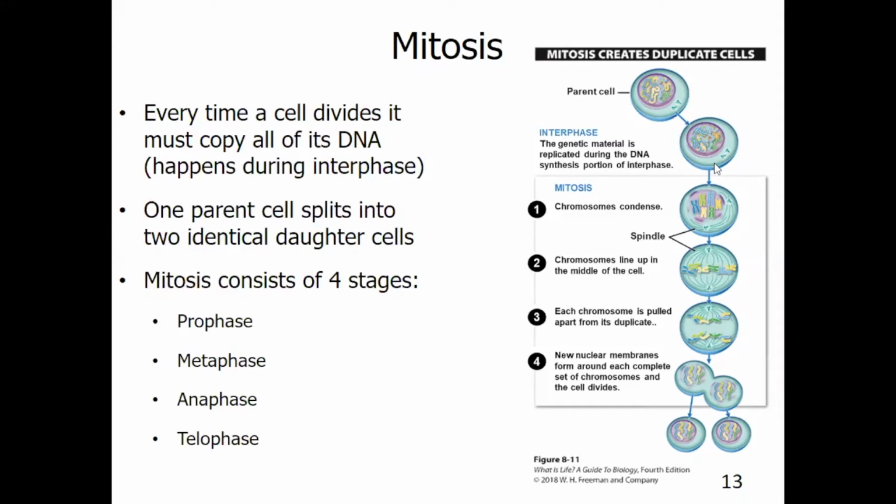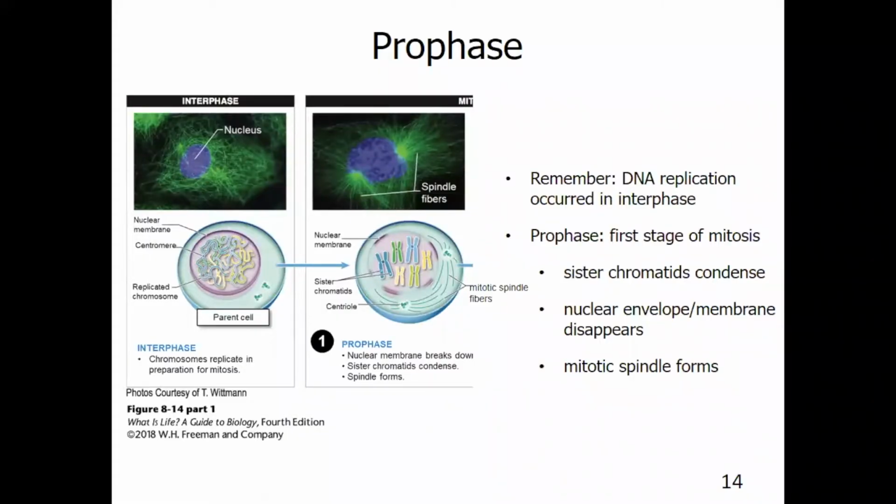Once the cell enters mitosis, it will proceed through 4 stages called prophase, metaphase, anaphase, and telophase. The end result is the formation of 2 identical daughter cells. These daughter cells are identical to each other, and they are identical to the parent cell that we started with. Prophase is the first stage of mitosis.